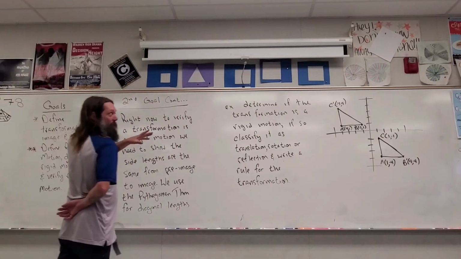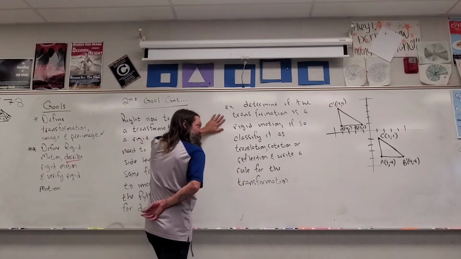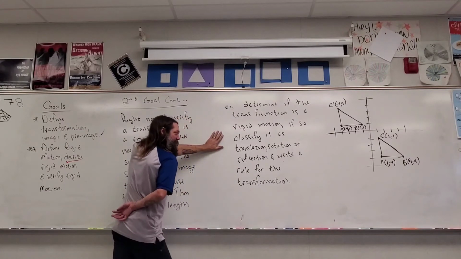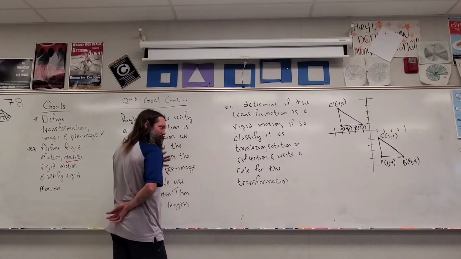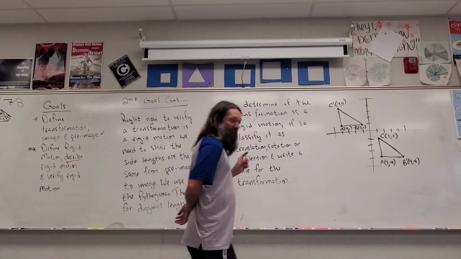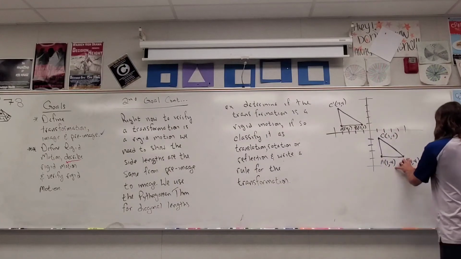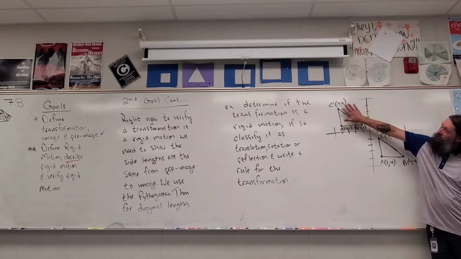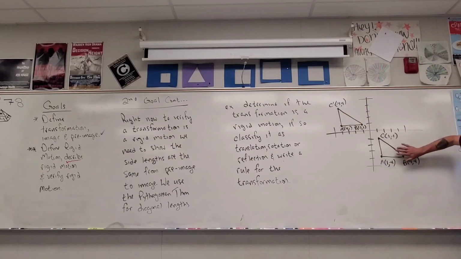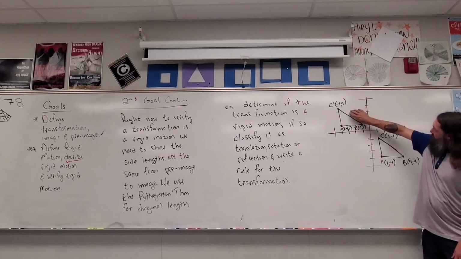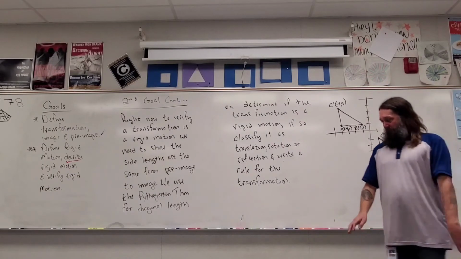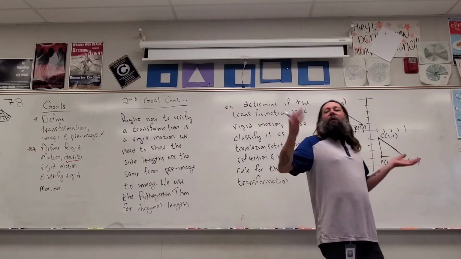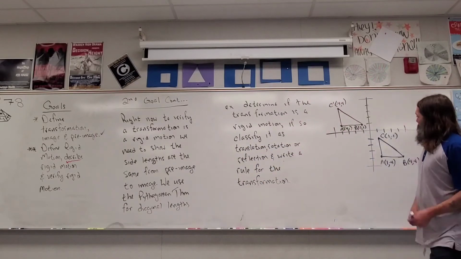So here's an example. We're going to determine if the transformation is a rigid motion. If so, classify it as a translation, rotation, or reflection, and write a rule for the transformation. I know that I started here, and I ended up here because these all have the prime marks and this one does not. So this is where I begin and this is where I end. Before I figure out what type of transformation I have, I'm going to figure out if I have matching side lengths.